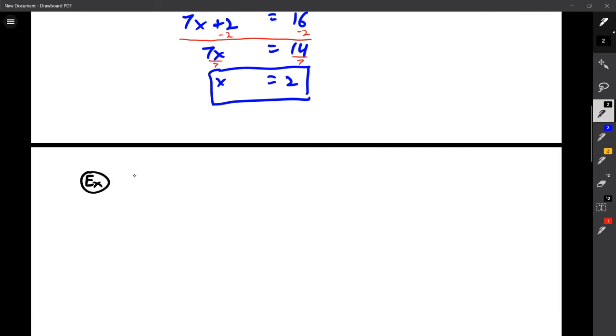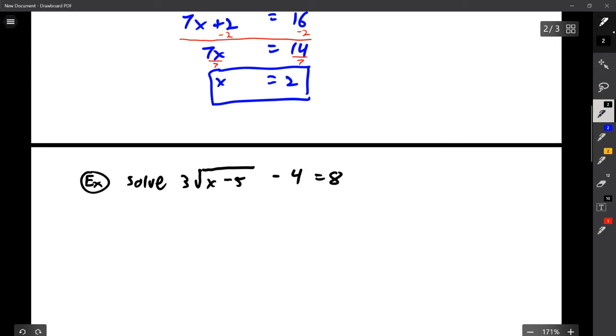This one looks like this. Solve 3 root x minus 5, minus 4, equals 8. So is the radical by itself?